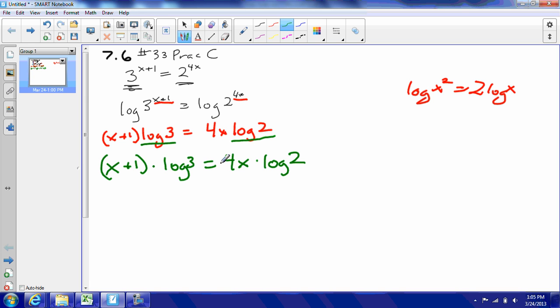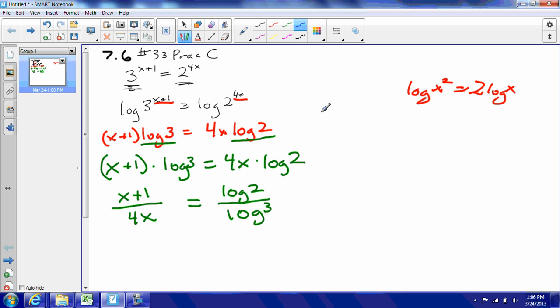Well, now I'm going to aggregate my x's on one side and my logs on the other, because again, log 3 and log 2 are simply numbers. So I'm going to have x plus 1 divided by 4x. I divided both sides of the equation by 4x. And that's going to be equal to log 2 divided by log 3. Now again, remember, log 2 and log 3 are simply numbers.